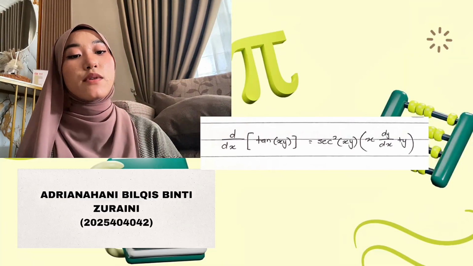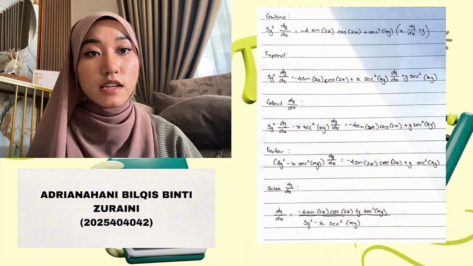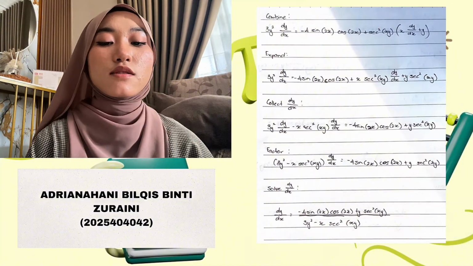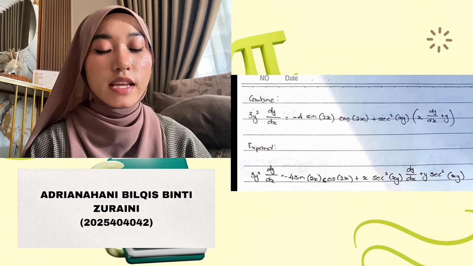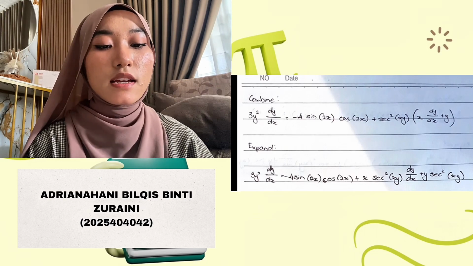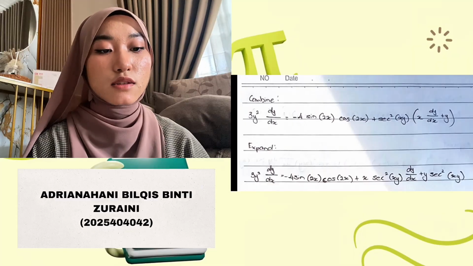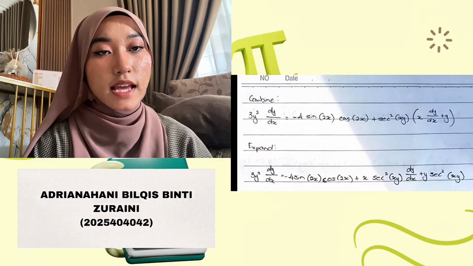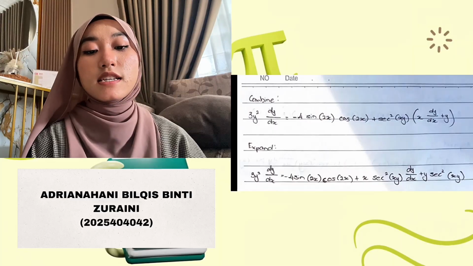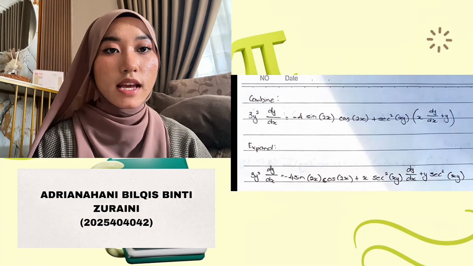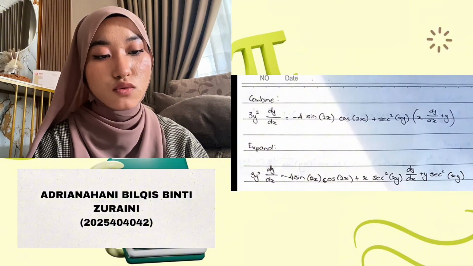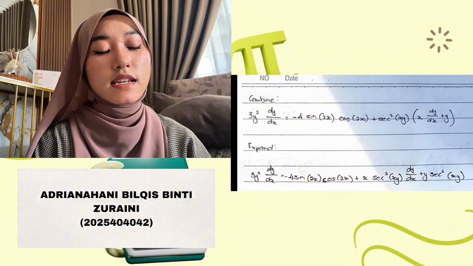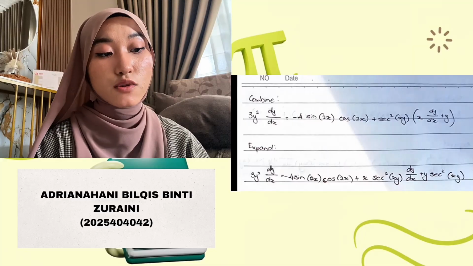Then we combine and simplify the chain rule that we did. We got 3y squared dy over dx equals negative 4 sin 2x cos 2x plus sec squared xy times x dy over dx plus y. And we have to expand it. 3y squared dy over dx equals negative 4 sin 2x cos 2x plus x sec squared xy dy over dx plus y sec squared xy.